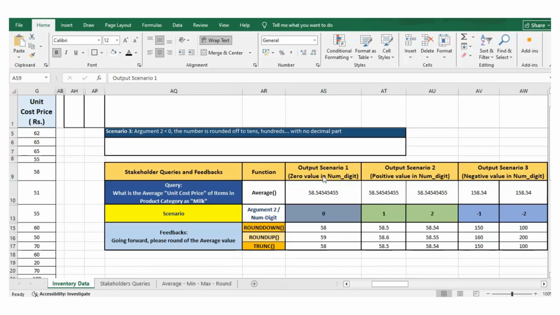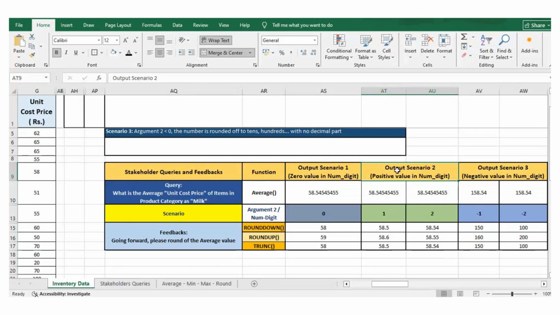If we have to generalize this approach, we can say that a decimal number has two parts. One is the non-decimal part number and the other is the decimal part number. When we are using round down or round up, irrespective of what we have in the decimal part, the output would always be the non-decimal part number for round down and non-decimal part number plus 1 for the round up function. Now, moving to the second scenario where num_digit is assigned a positive value, or we can say num_digit is greater than 0.